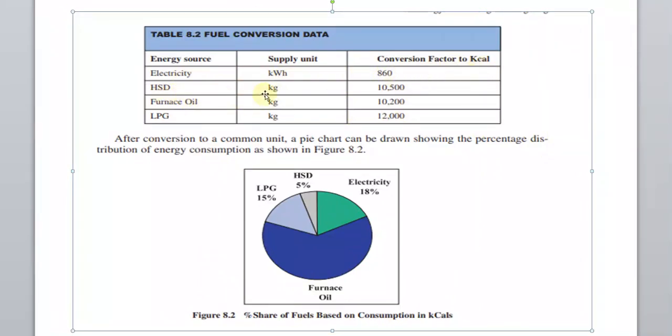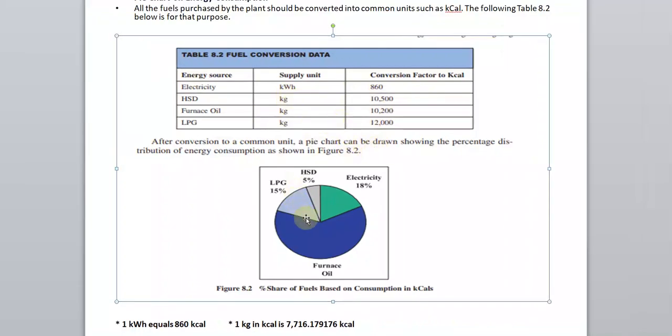Again for high speed diesel, 1 kg is equivalent to 10,500 kilocalorie, because whenever we use electricity of 1 kilowatt, only 860 kilocalories are burned. If you use even less kg of high speed diesel, the number of calories burned will be tremendously high, because it is a high source of energy. Similar for furnace oil and LPG, with different rates for each. So after this table we can find out the energy kilocalorie consumption of the different energy sources.